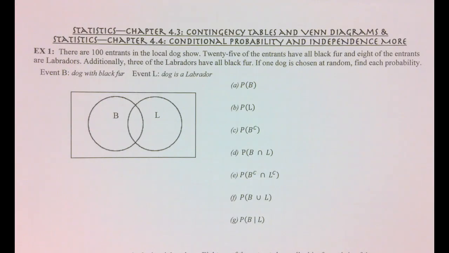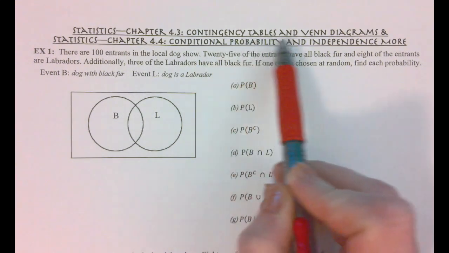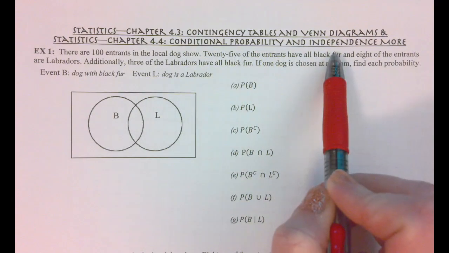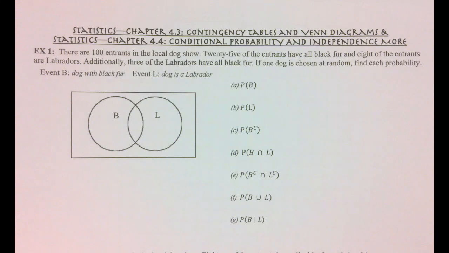All right, today's lecture, we're just looking at an extension of what we've been doing already with contingency tables and Venn diagrams, and then conditional probability and independence. So just going a little bit more in depth.